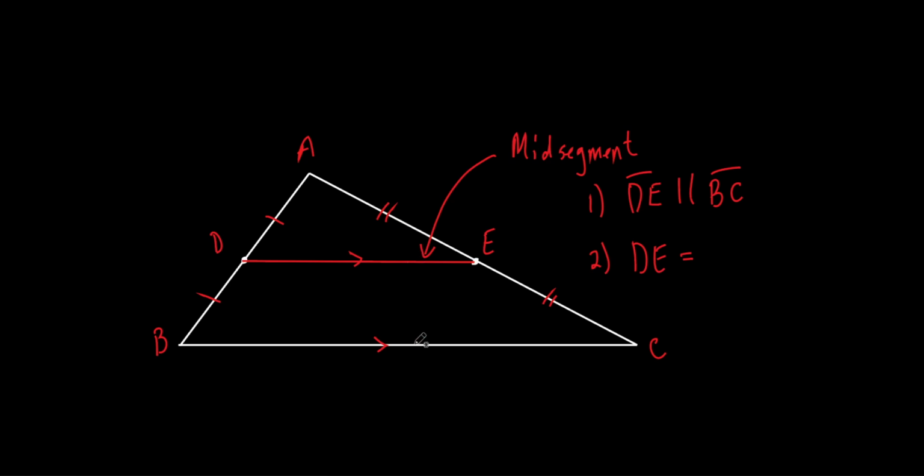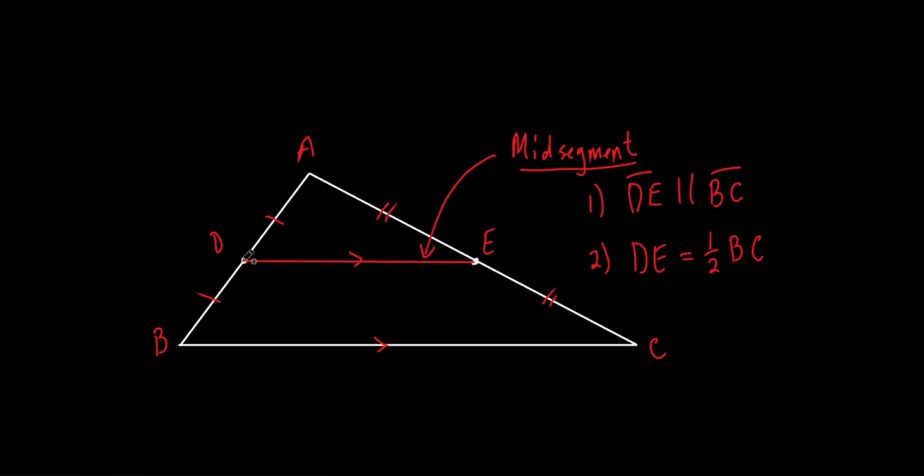Is DE equal to BC? No. DE is equal to how much of BC? Half of it, yeah. So DE is half of BC. Those are the two things that are true about any midsegment of a triangle.